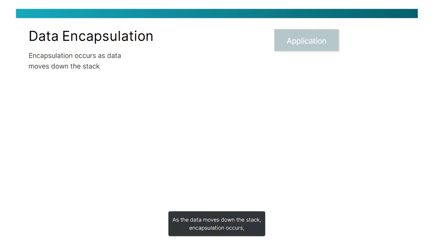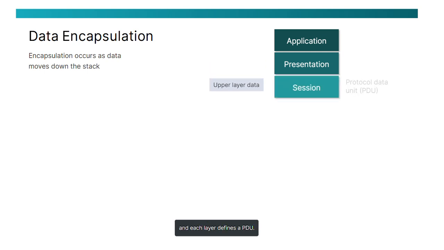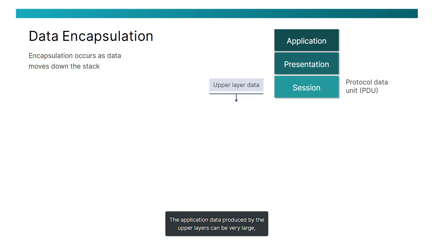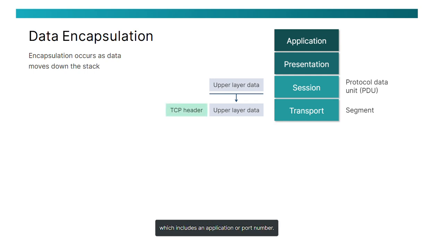As the data moves down the stack, encapsulation occurs, and each layer defines a PDU. The application data produced by the upper layers can be very large, so the transport layer often needs to break up the data into smaller segments so that it will fit into individual packets. The transport layer then prepends a transport header, which includes an application or port number.